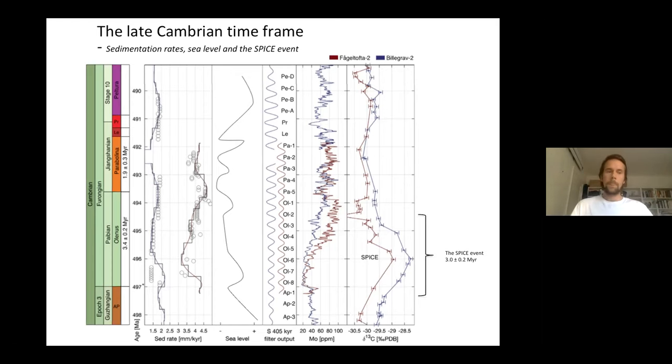sea level. Here you see how the phases of the 405,000-year cycle match really well between the two cores. And here we have the carbon isotopes, and we define the event here as going from relatively stable values to relatively stable values again, lasting about 3 million years. So the SPICE event lasted 3 million years according to our study.